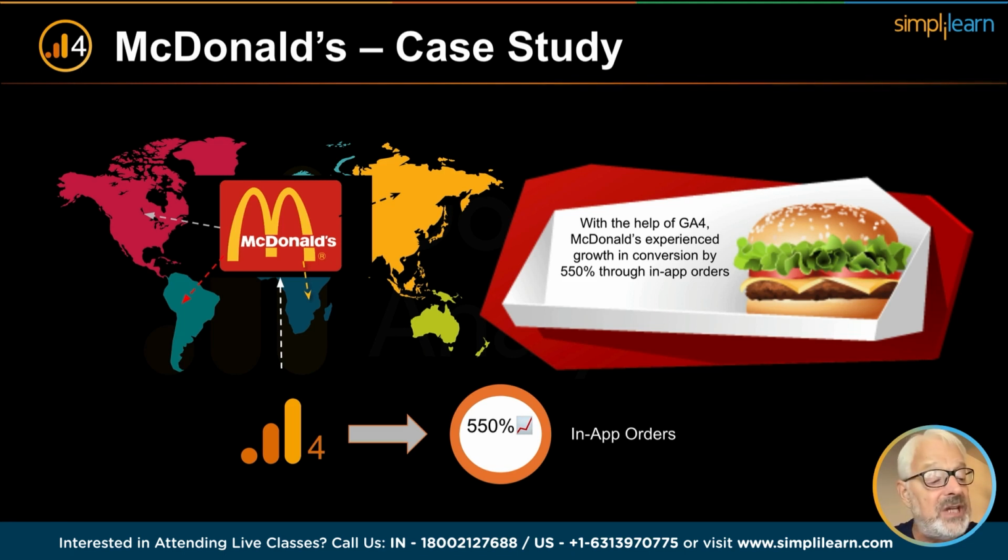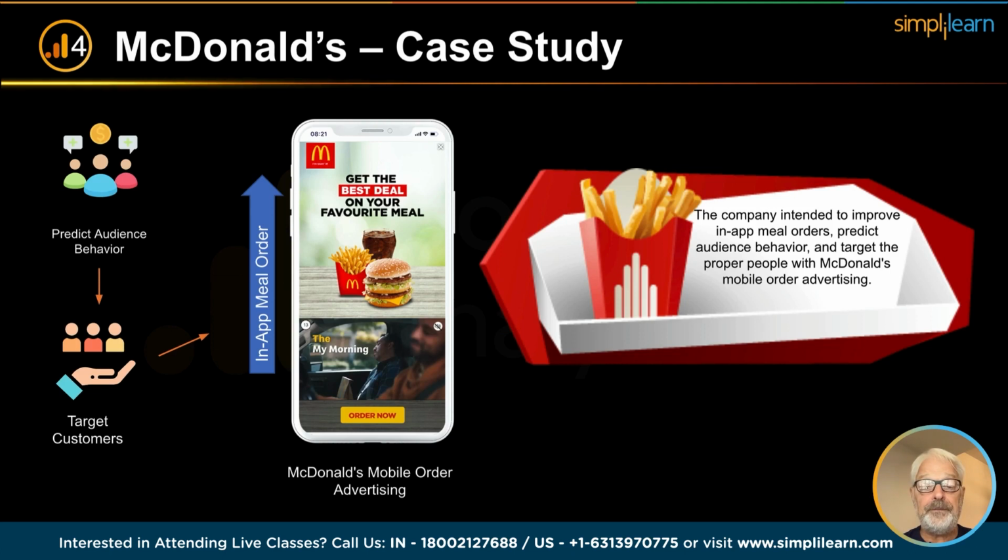And by using GA4's tracking capabilities, they were able to identify the specific points where customers were dropping off the ordering process. With this information, they made several improvements to the order flow, including simplifying the menu and making it easier to customize orders. Also, they used GA4's machine learning capabilities to identify user patterns and preferences and personalize the ordering experience for each user.